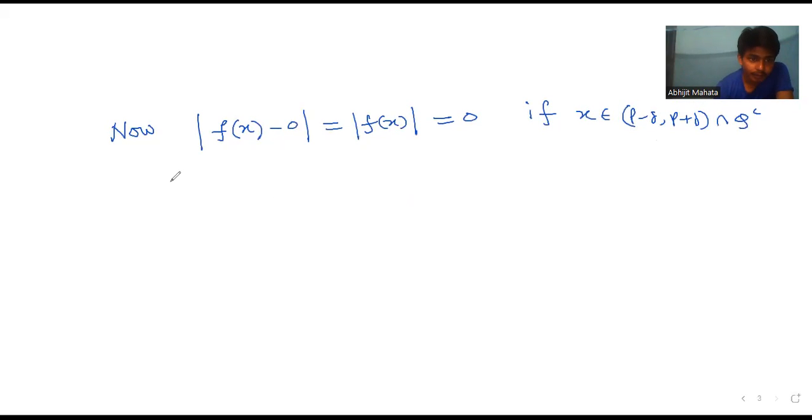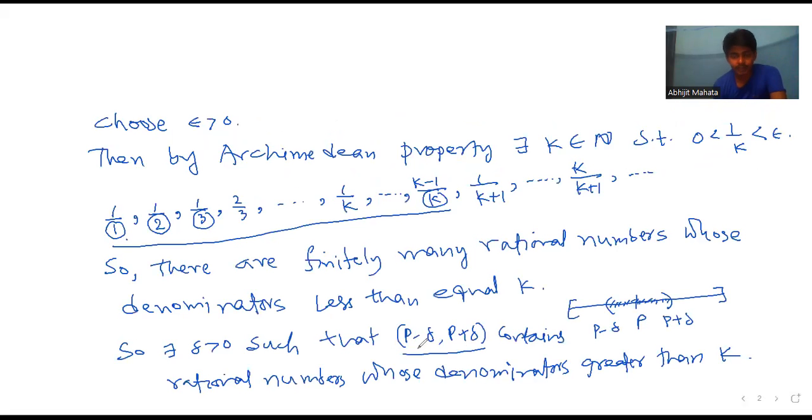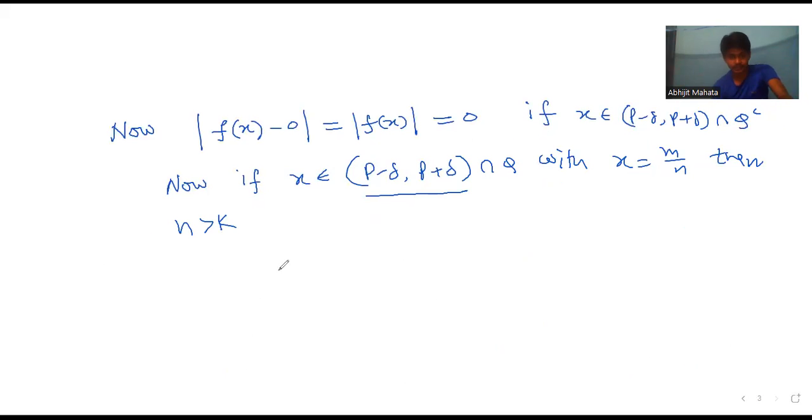Now if x is in this interval (p − δ, p + δ) and is rational, let's say x = m/n, then what happened? Then n must be greater than k. Of course, I am taking gcd(m, n) = 1. So if you take any rational point from this interval and suppose it is of the form m/n, then n must be greater than k, because we assume that this interval contains no rational number with denominator less than or equal to k. That's why it must be in this form.